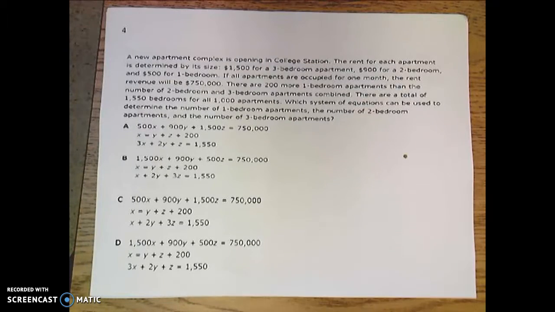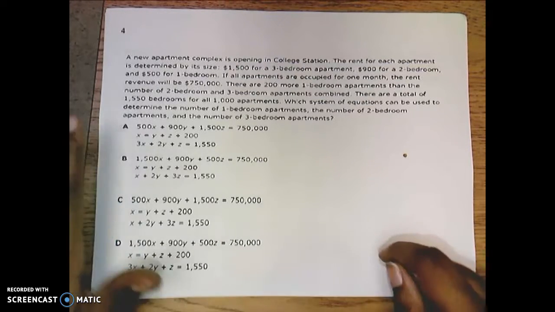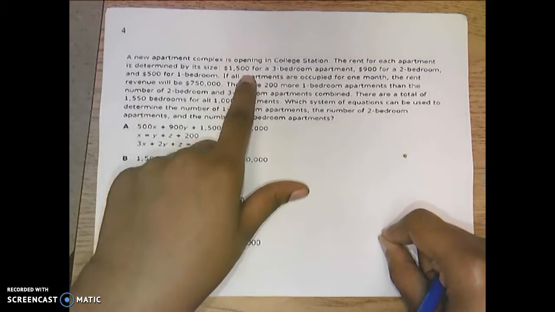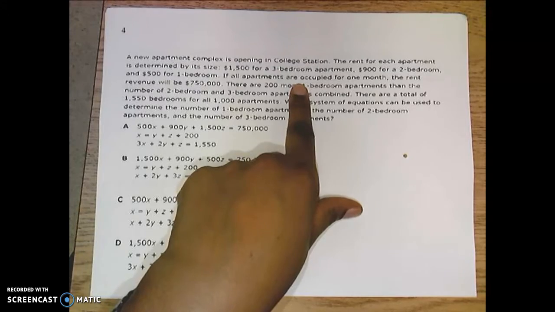Okay, folks, number 4 contains a wealth of information, so here goes. I'm going to try to take it step by step. It says that a new apartment complex is opening in College Station. The rent for each apartment is determined by its size. So we know we got 3 different types of apartments. We got a 3-bedroom, a 2-bedroom, and a 1-bedroom.